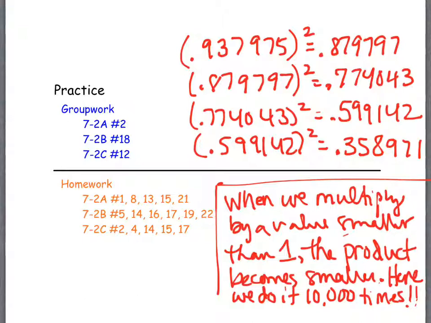Why can't it go below 0? Yeah, these are all positive numbers, right? You don't get into negative numbers unless you start multiplying by a negative number, and we're not doing that. We're multiplying by only positive numbers. So we'll keep getting closer and closer and closer to the result of 0.